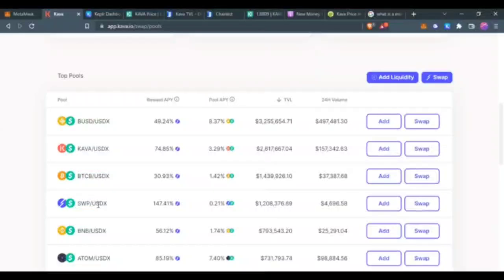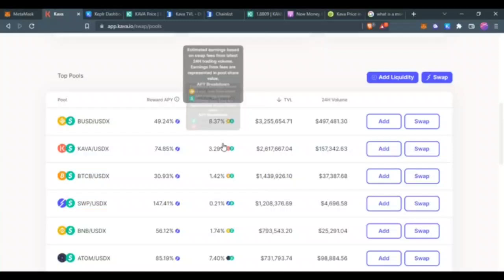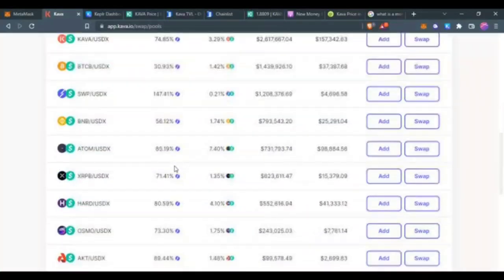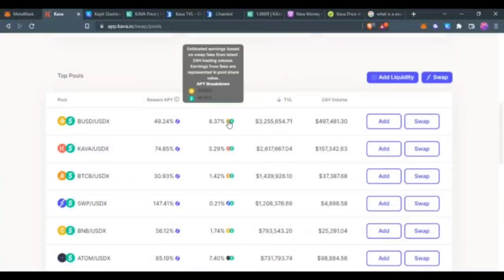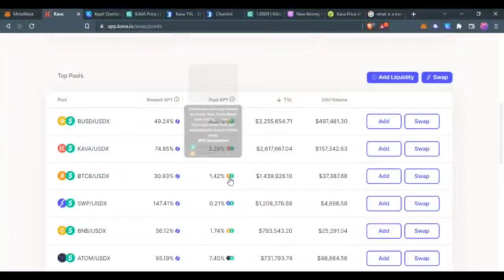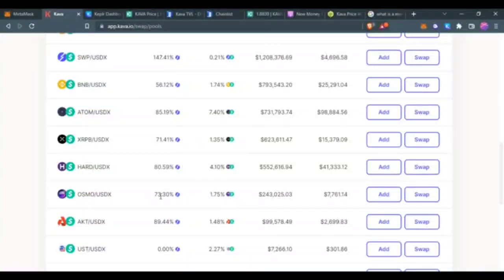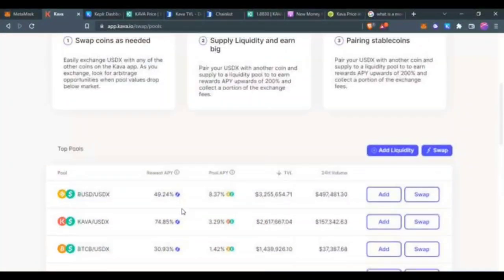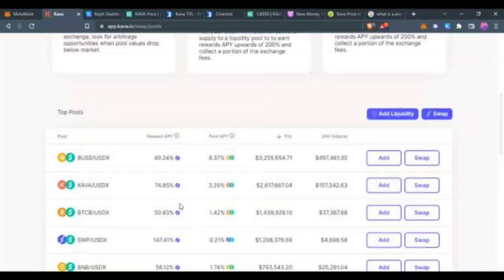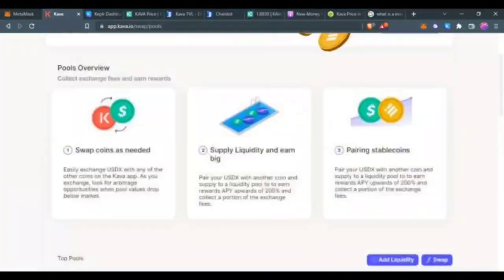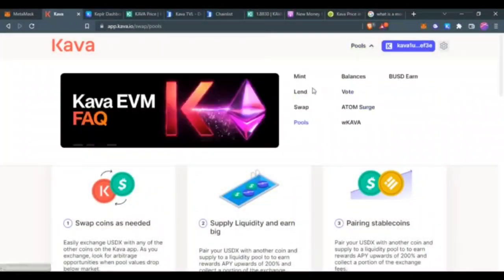No. SWP with USDX has 147% reward APY. Then you also have the pool APY as well. Now, these right here are being paid out in the swap token, SWP token. The pool APYs are being paid out in the underlying assets that you are depositing, right? So if you're putting in Osmos and the USDX, you're getting 1.75% pool rewards, but you're getting 73.30% SWP rewards. So the rewards for SWP is extremely high. And we're going to go the safer route and just go with BUSD, USDX. And let's go to our swap.